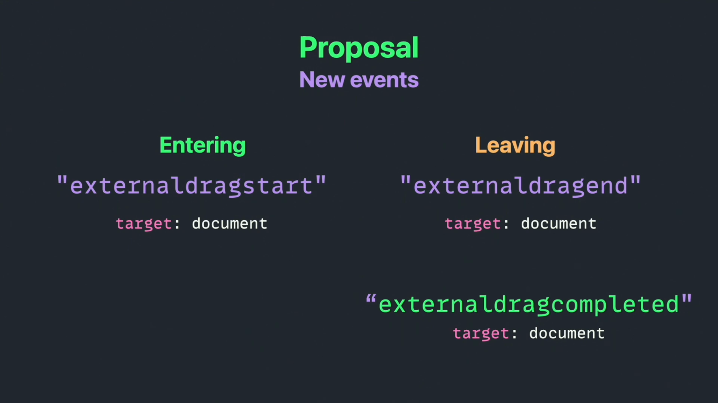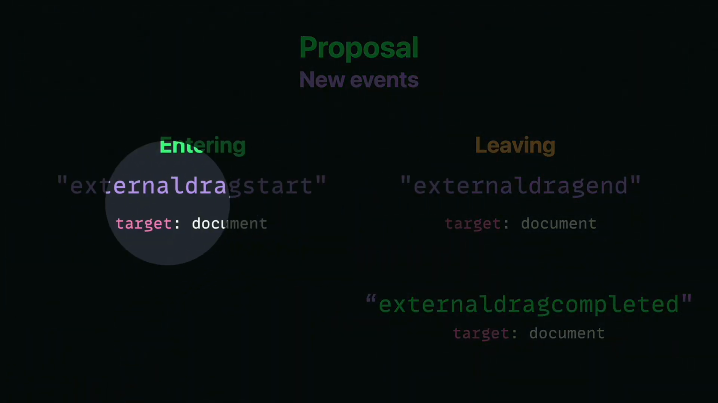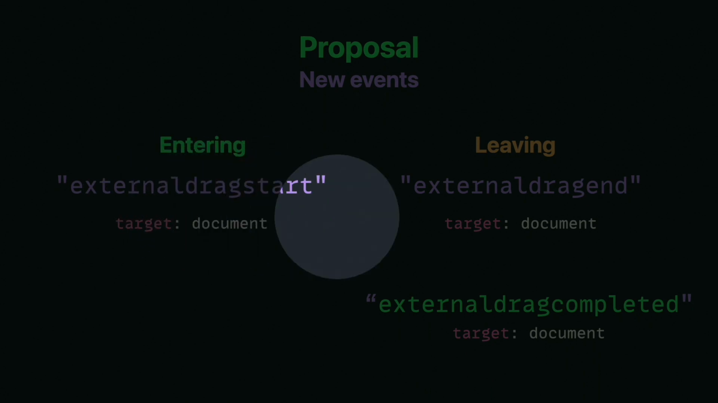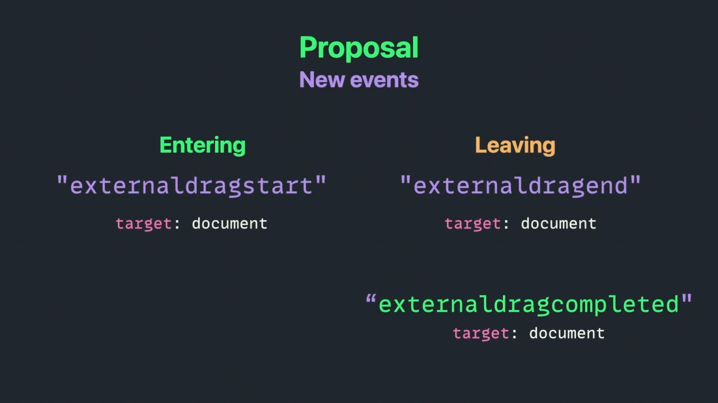I have a little proposal. It's not the end of the world, but instead of relying on related target being null, which is a whack thing to have to look for to know if you're leaving the window, can't we just have another event, please? External drag start, external drag end, and our new external drag complete. We don't even have to look at related target anymore. We can just use a new event. I think we could just have another event. That would be great.